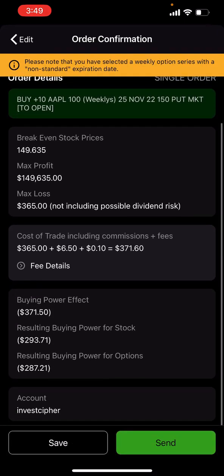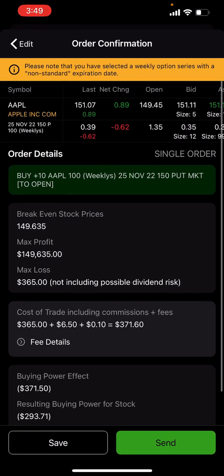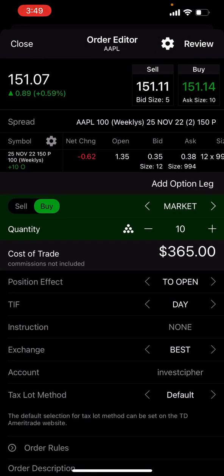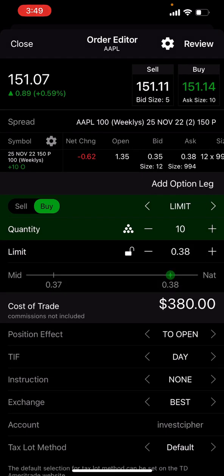You'll send your order right here, and then it will send your order in, and then hopefully you are filled. Well, if you market order, you'll definitely get filled right away. If it's a limit order, you may not get filled right then. It may be a few seconds, a few minutes, or you may not get filled. Who knows? Yeah, so that's how to place the trade.